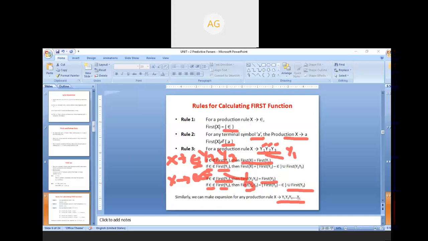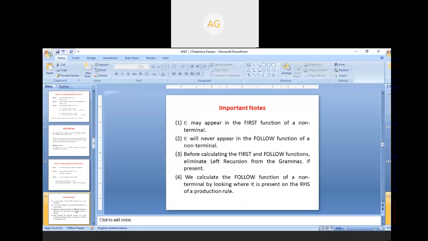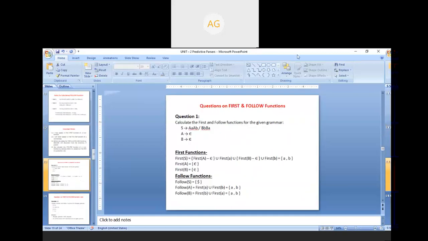Now let us discuss some examples related to the calculation of first. And after that, we are going to discuss the follow symbols. But before that, we are going to discuss the calculation of first symbols by solving some examples. This is the example we already discussed in our last class, so just revise it once again. The question is: calculate the first and follow functions for the given grammar. Here we are going to discuss only the first function.